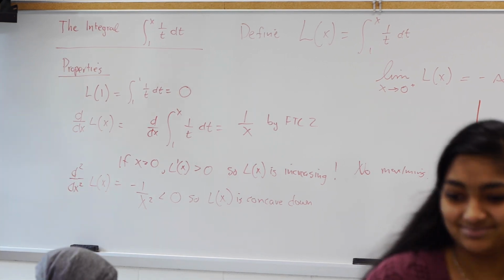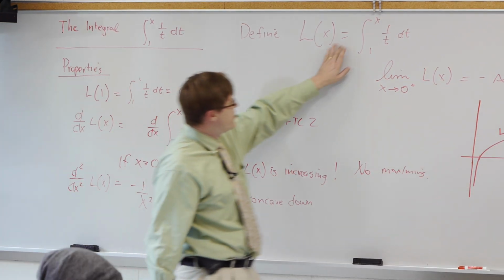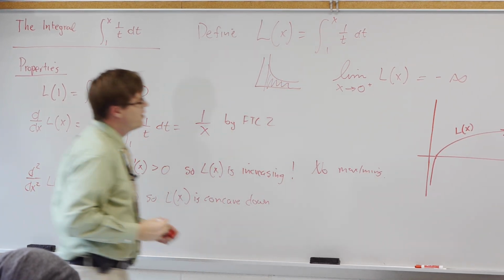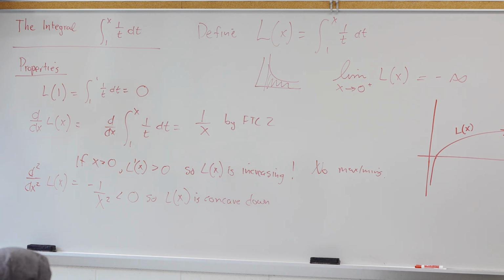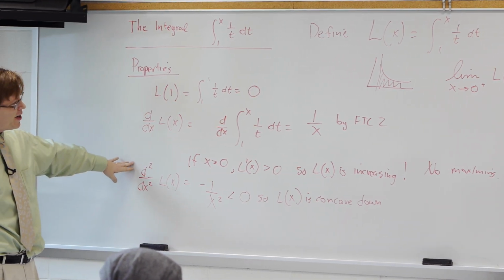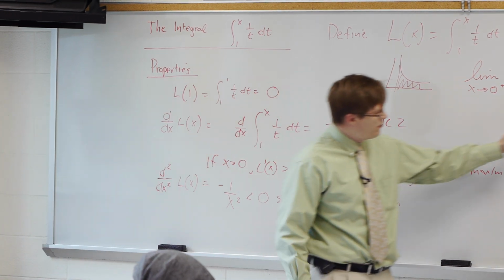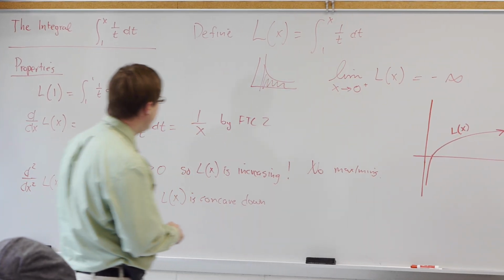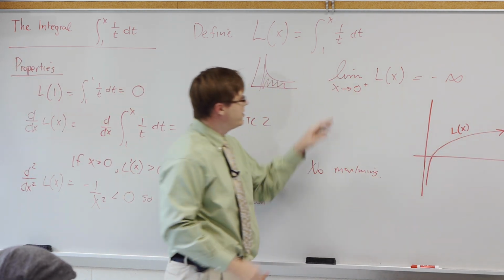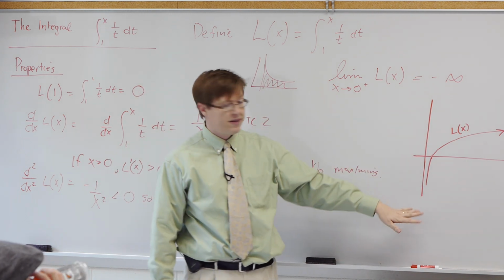So just to recap what we did, we defined this function that's the integral from 1 to x of 1 over t dt. So it's the area under the reciprocal curve. And we found some properties of that function. L of 1 is 0. The first derivative is positive, so it's always increasing. The second derivative is negative, so it's concave down. And we're defining it for x greater than 0. So putting all that information together, we figured out that the graph has to look like this, and that the limit as x approaches 0 from the right is negative infinity.